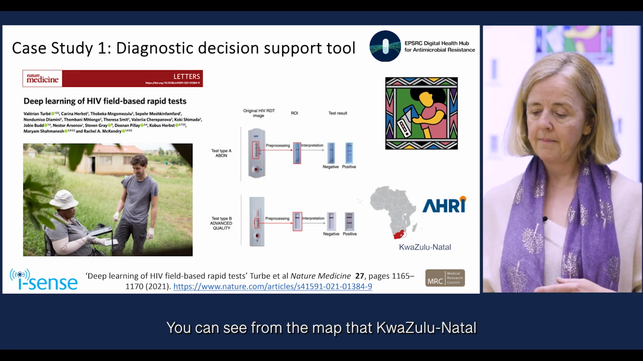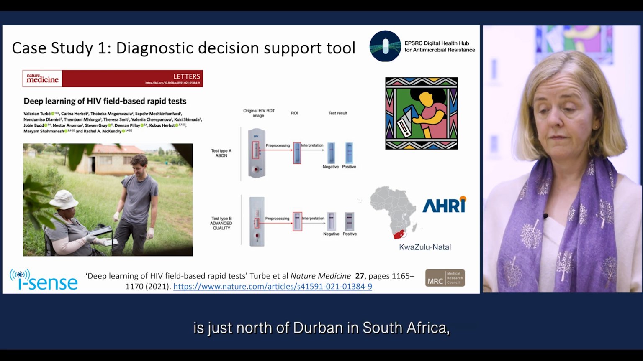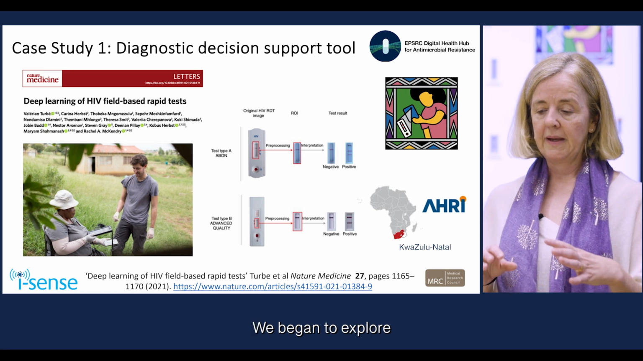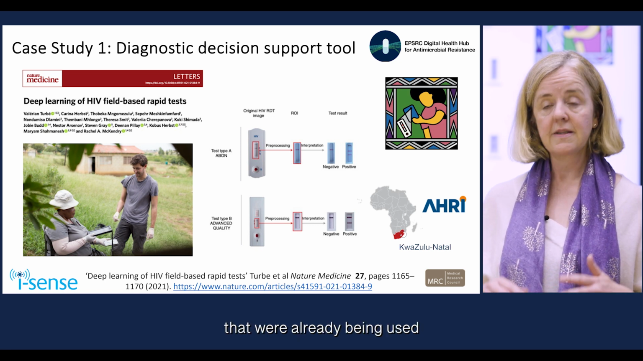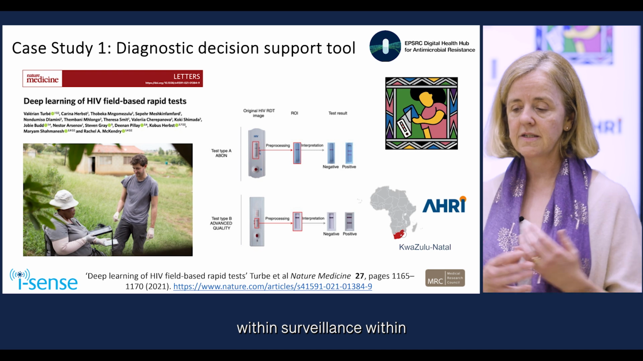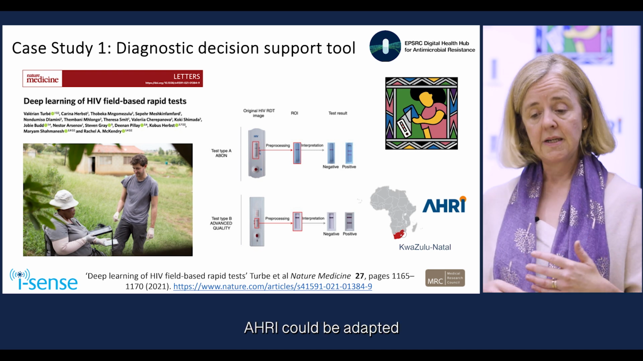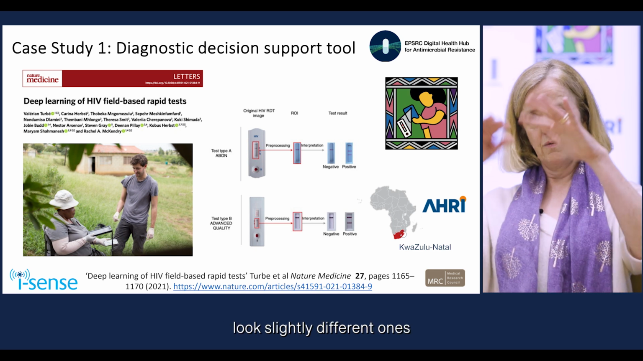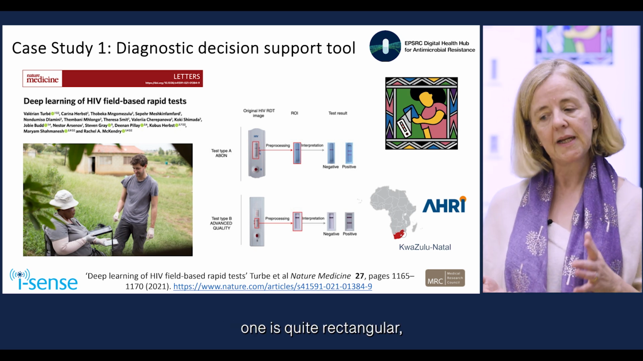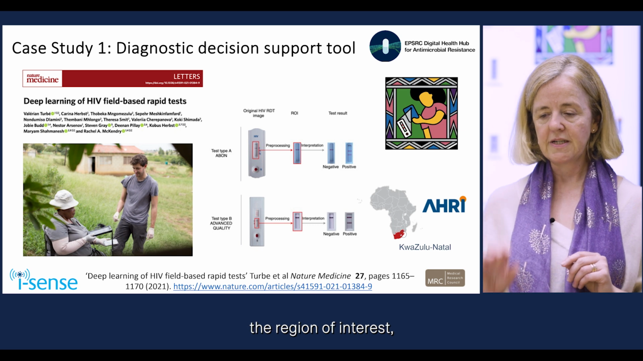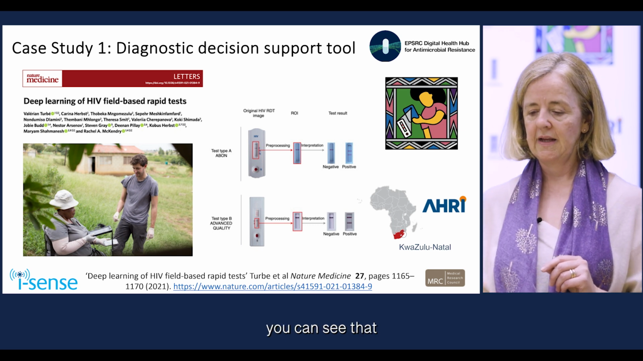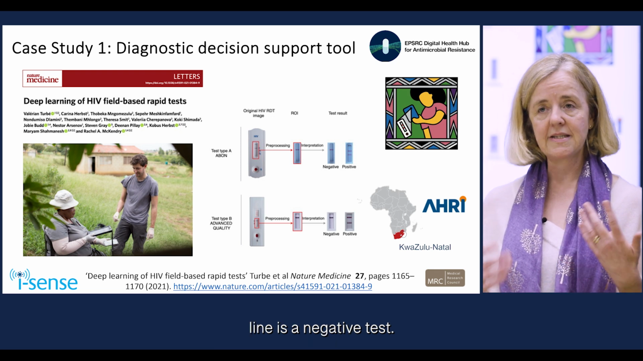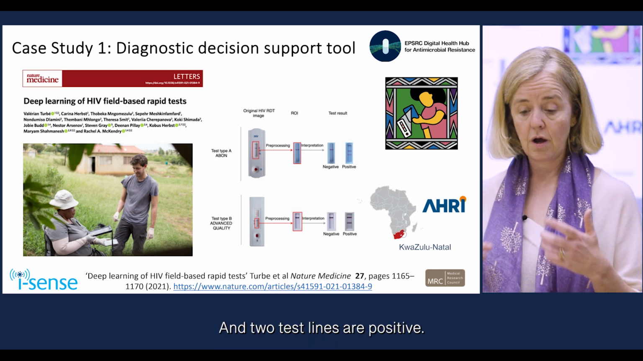You can see from the map that KwaZulu-Natal is just north of Durban in South Africa, and this is the setting that we worked in. We began to explore how these two types of tests that were already being used within surveillance could be adapted for deep learning approaches. The two tests, when you first look at them, look slightly different. One's curved at the top, one's quite rectangular. But when you crop around the region of interest, this red box, you can see that the two tests look very similar. And as a reminder, a single test line is a negative test and two test lines are positive.